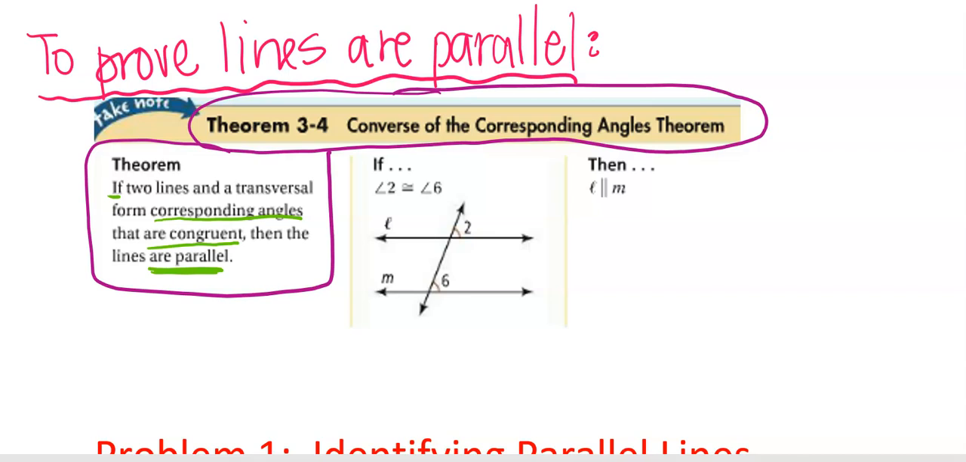There are going to be some that ask you what kinds of angles they are, and there are some that are going to say, I want to know, are these lines parallel? So if you're looking for the correct reason, what you're looking for is, do you already know the lines are parallel? If you do, use the theorems we've already done. If you don't know they're parallel, then you're going to look to these new ones that we're going to write today. And again, this one says if two lines in a transversal form corresponding angles that are congruent, then the lines are parallel. So we're showing that they're parallel rather than already knowing that they're parallel.